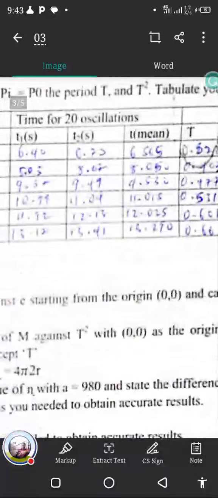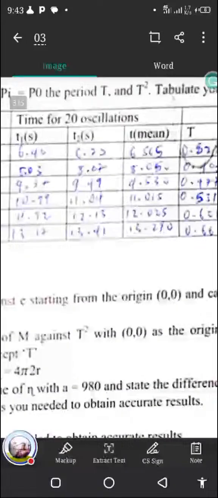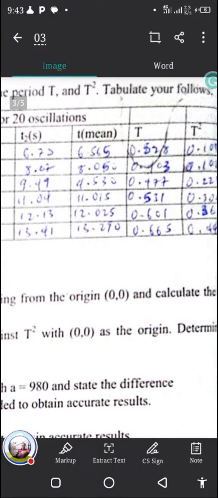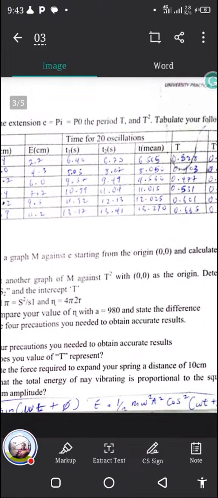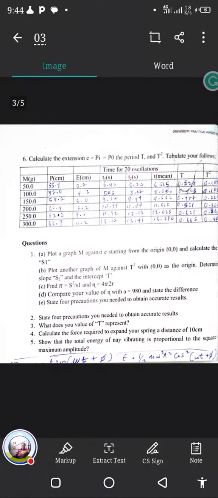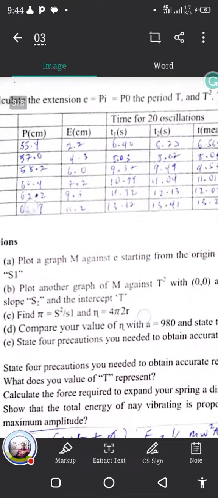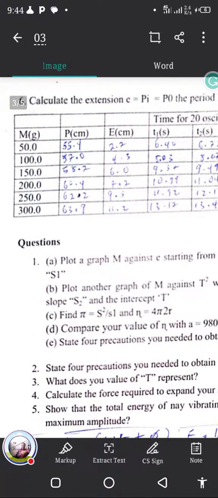The same thing too. If you divide 0.05 by 20, you get 0.103. And of course, you square that to get the other part of the column. So this is how to go about the experiment, a short overview of the work, and then possibly how to also fill your table of values, like we said earlier.